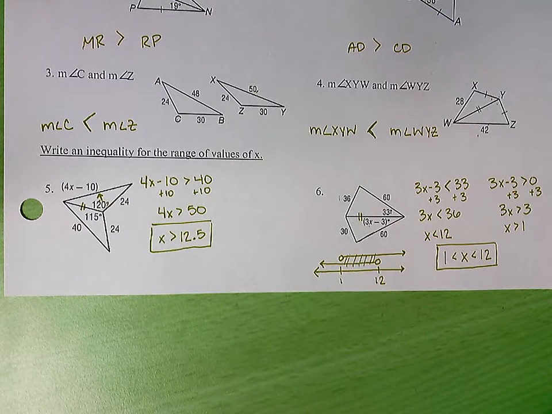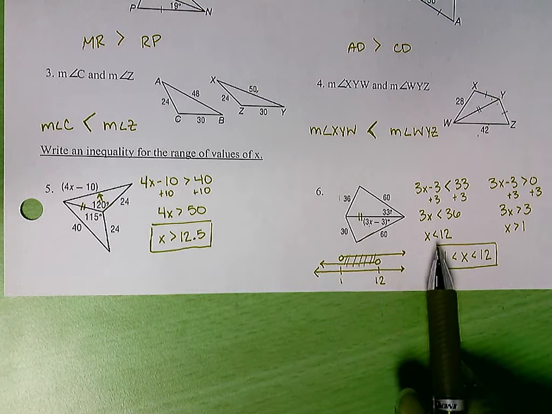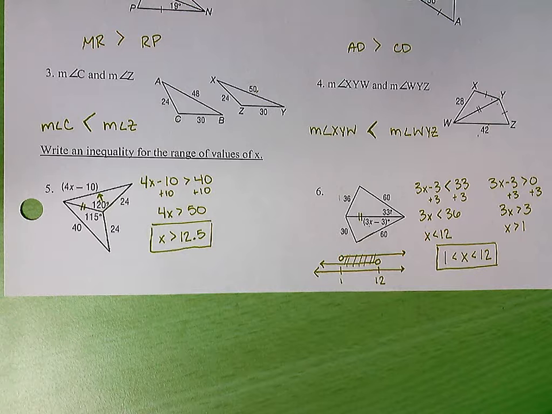Does that make sense? Okay, angle measure can't be 0 or less than 0. I did that because my x values originally here were less than 12. Okay, if I just say less than 12, that means I could plug in negative 5. But if I do that, I'm going to get a negative number. You can't have a negative angle. Okay?